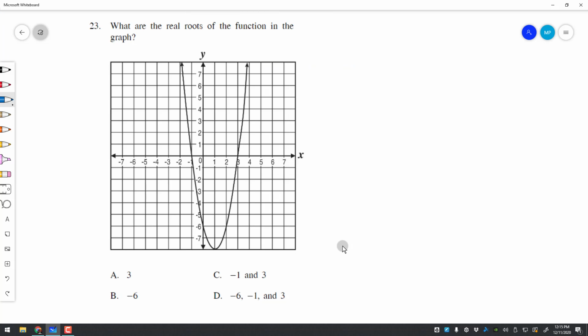All right, 23, it's asking, what are the real roots of this function? Remember that roots is synonymous with zeros, and if they're real, we'll see them on our graph as x-intercepts. So knowing that roots or zeros is where my graph would cross the x-axis, if they're imaginary I won't see them on this, but we end up with it crossing at negative 1 and positive 3. So our roots are negative 1 and positive 3.